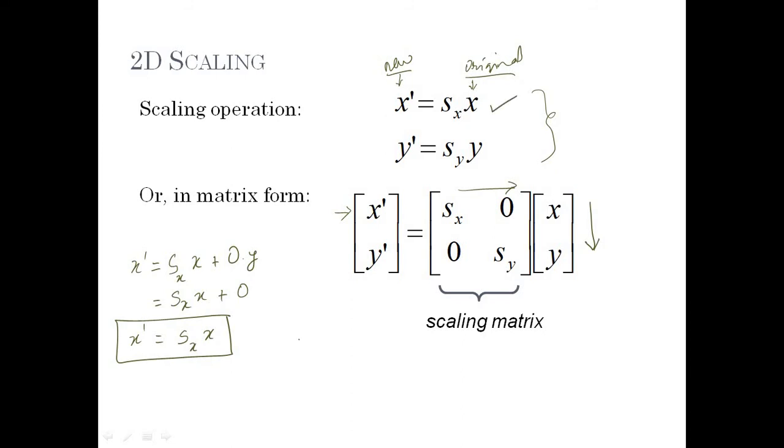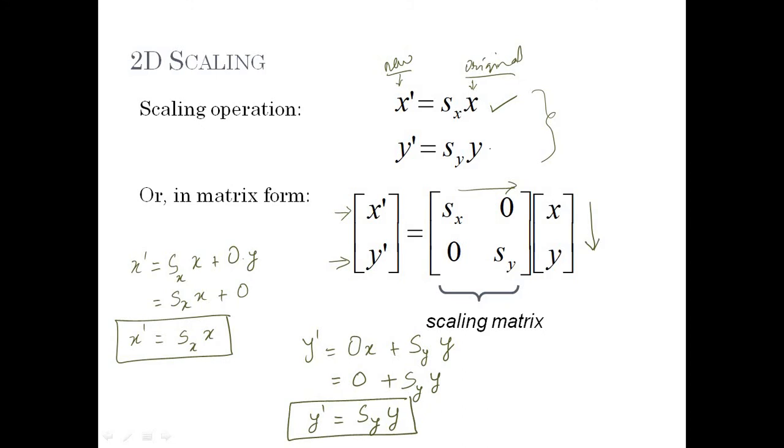Now let us consider y dash again. Y dash will be equal to 0 into x plus s of y into y. Alright. 0 into any number will be 0 plus s of y, which means y dash will be equal to s of y times y. This is the same as this formula.